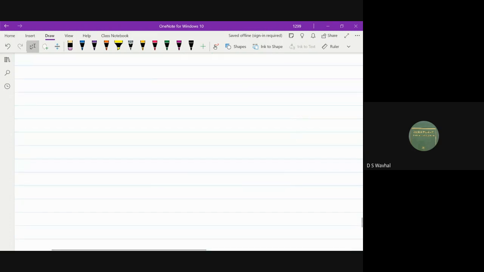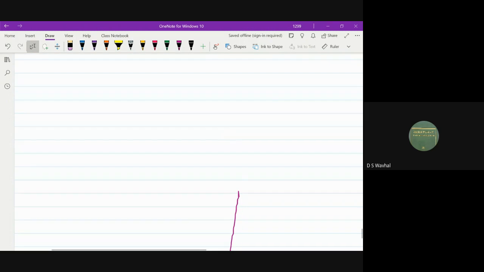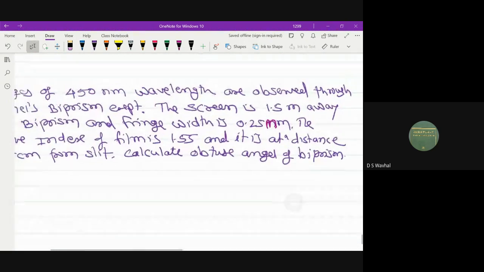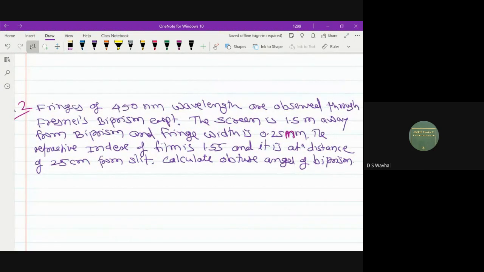Let us solve one more problem on this biprism. Okay, there is one more sum. Let us see what is given. The fringes of 450 nanometer wavelength are observed through a Fresnel biprism experiment. So the wavelength given is 450 nanometer, which means 450 into 10 to the power minus 9 meters.